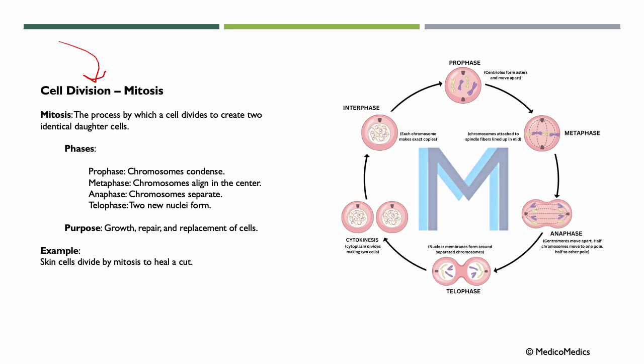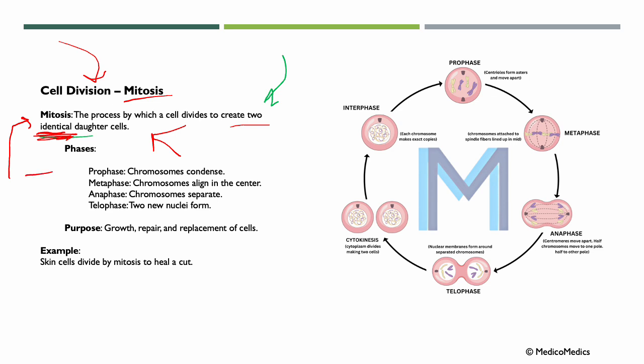Now, let's talk about cell division, also known as mitosis. So mitosis is the process by which a cell divides to create 2 identical daughter cells. And this is high yield, 2 identical daughter cells. Why it's important is because we will talk about the process of meiosis. And one way it differs from mitosis is the identical part of it all. But it will make sense as we move along.